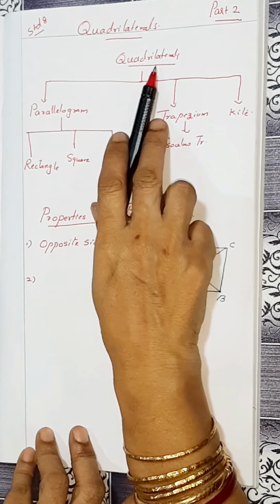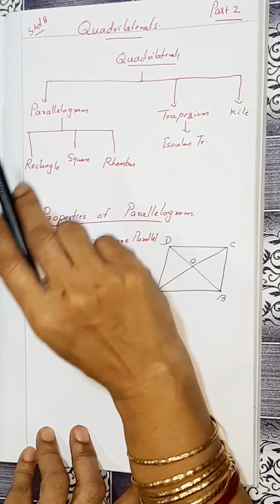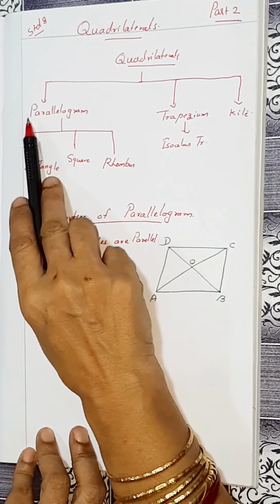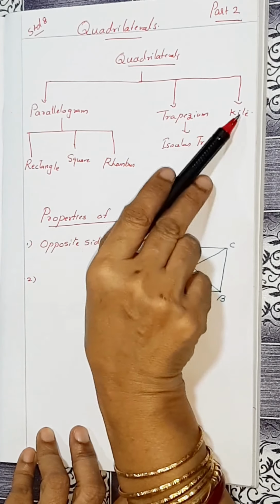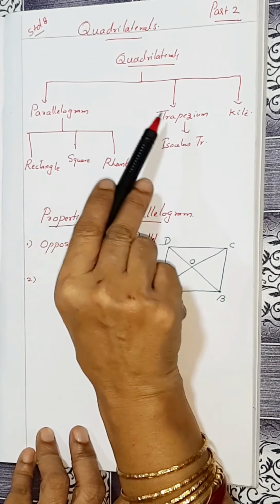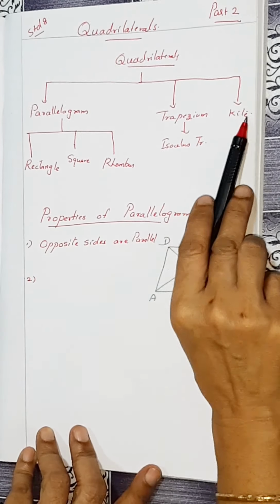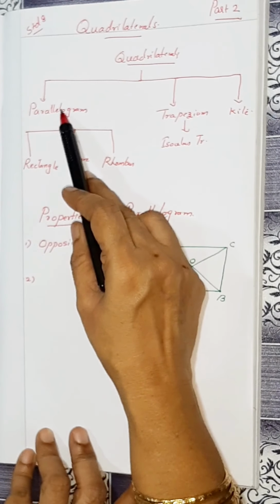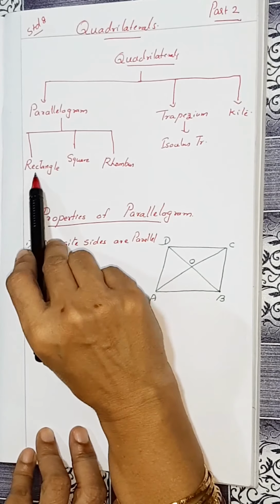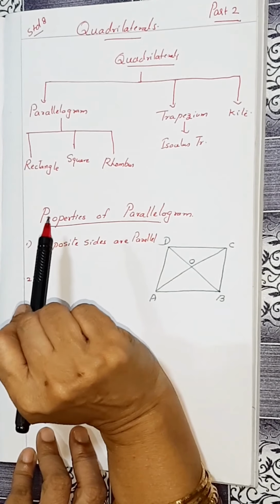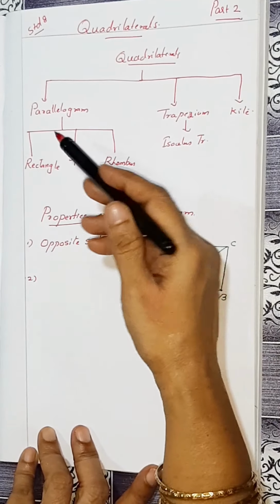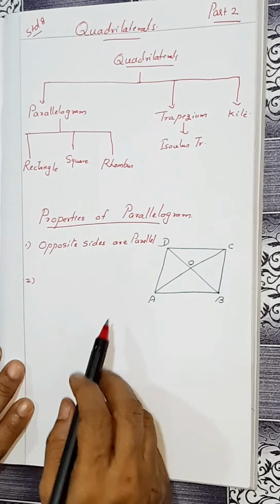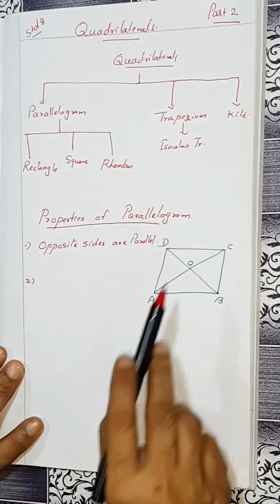So quadrilaterals, as you know, are four-sided polygons. Under quadrilaterals come 3 varieties, that is, one is parallelogram, then another is trapezium, the next is kite. Under parallelogram come rectangle, square and rhombus. So we will do all the varieties separately. I'll explain to you the properties of the parallelogram.